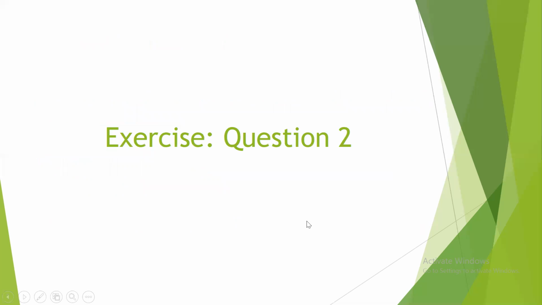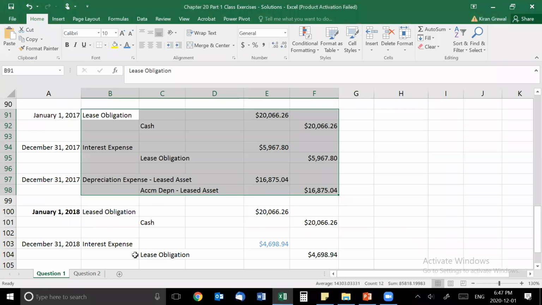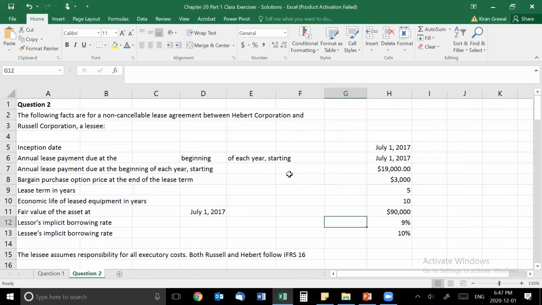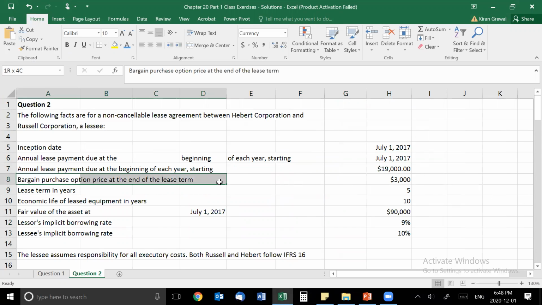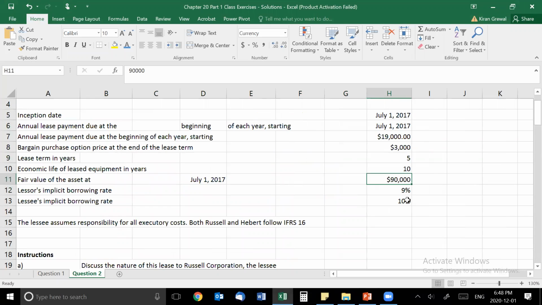All right, so let's try to do another question, which is a lease question under IFRS. If you go into question number 2, we have a similar arrangement here. We have the lease payment starting July 1st, in this case a $19,000 lease payment. There's a bargain purchase option instead of a guaranteed residual value of $3,000. Lease term 5, economic life 10, fair value 90, and we have the lessor's rate and the lessee's rate.